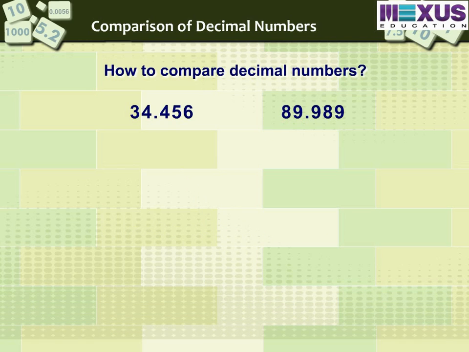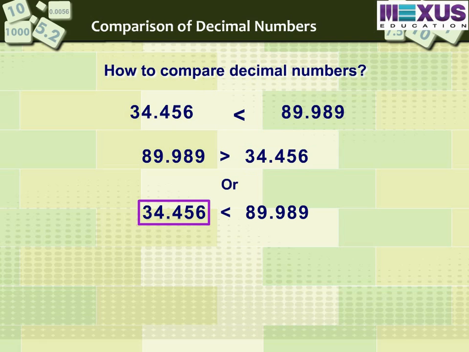In decimal number 89.989 and 34.456, 89 is bigger than 34. So we write 89.989 greater than 34.456 or 34.456 less than 89.989.